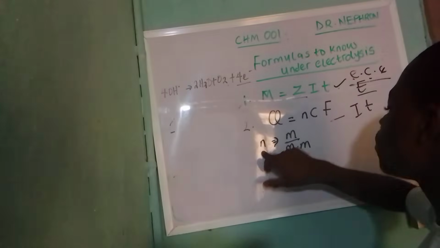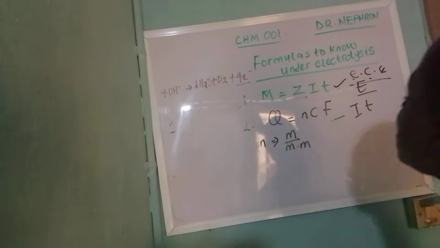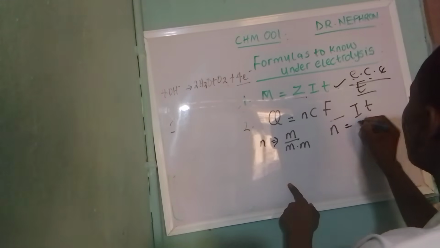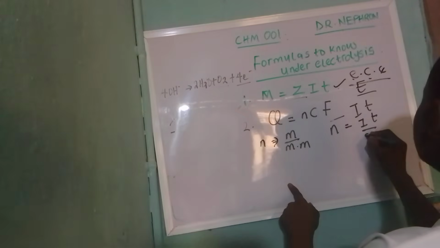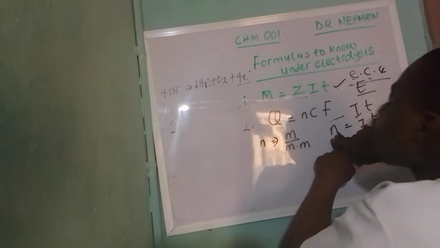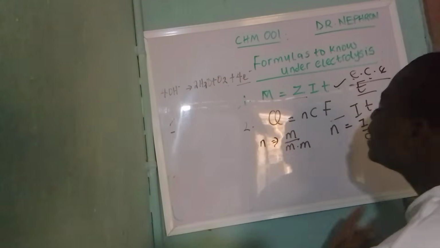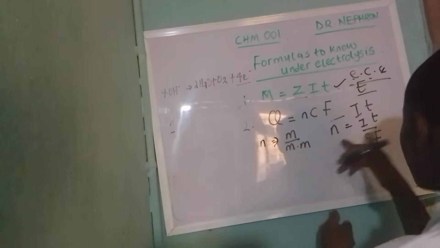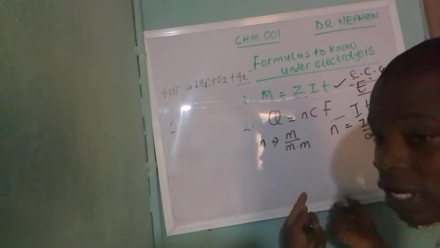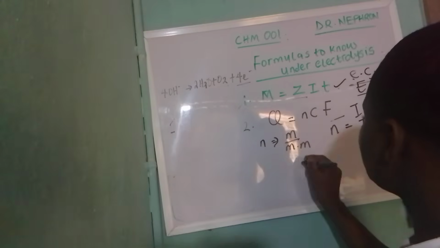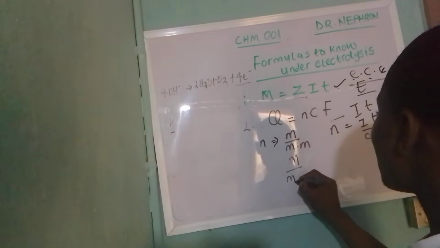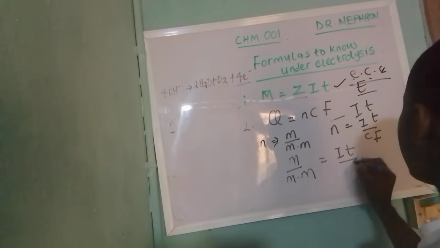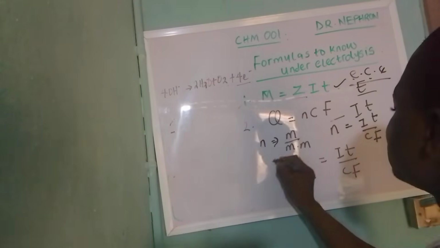Now, the number of moles was mass over molar mass. That means if my number of moles equals mass over molar mass, and N equals IT over CF, then anywhere I see number of moles, I can substitute mass over molar mass. This equation will now become mass over molar mass equal to current times time divided by CF.